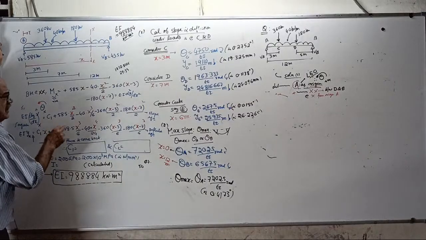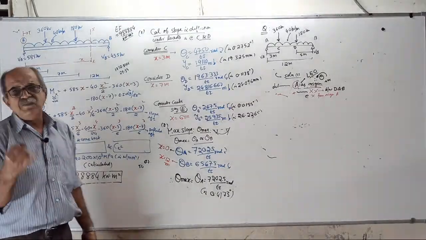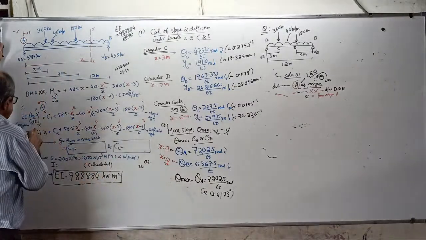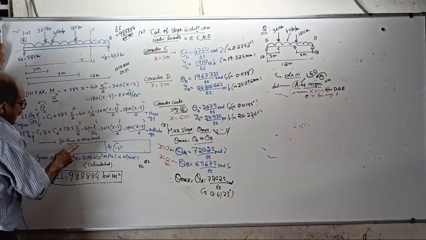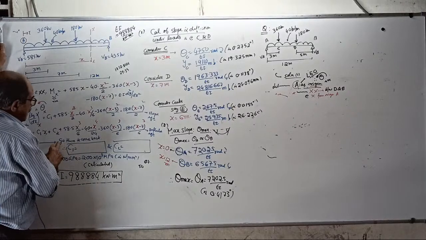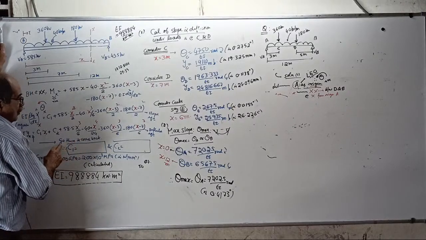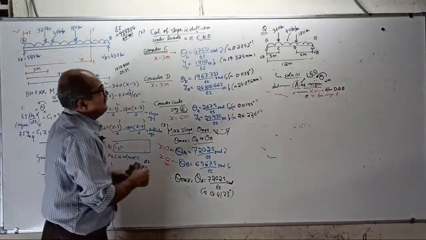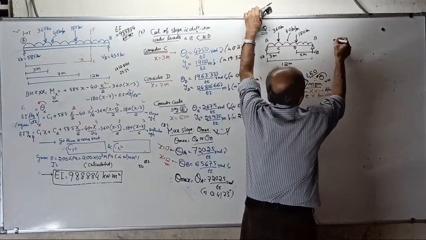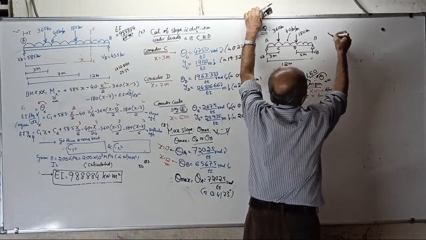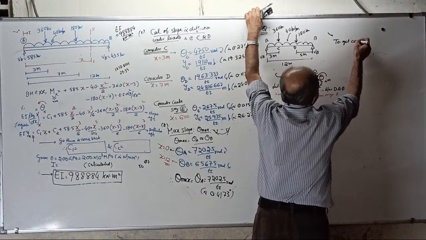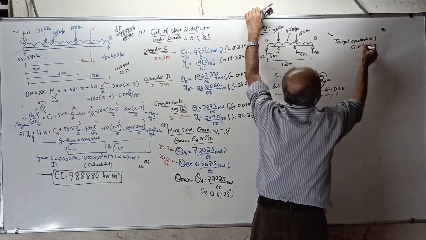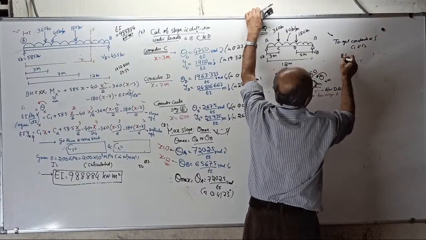These two steps I should not explain now. Integrate, second time integrate. Then you need constants of integration, C1 and C2, and to get them use boundary conditions.